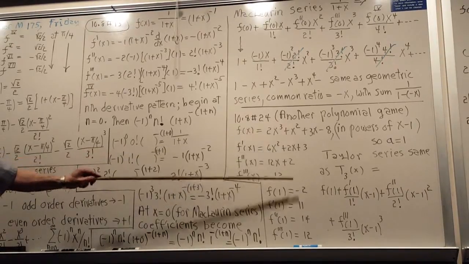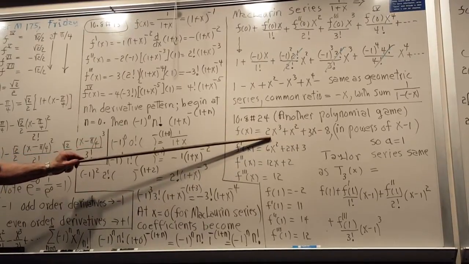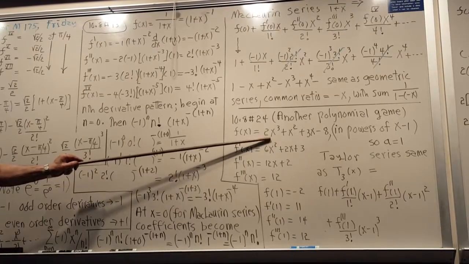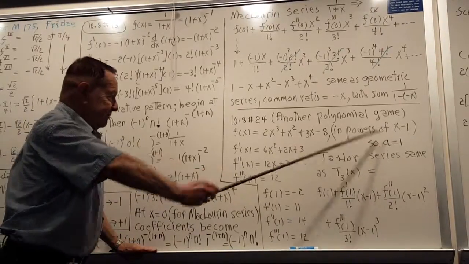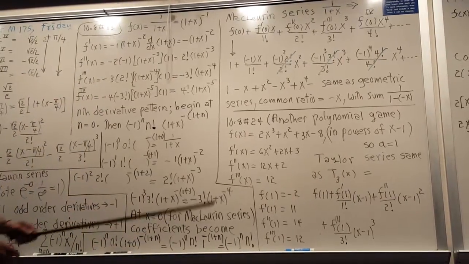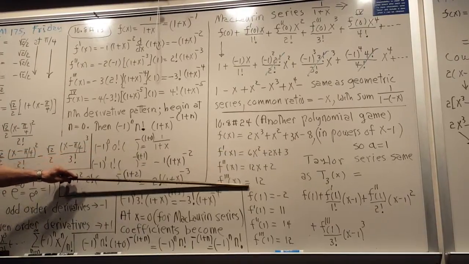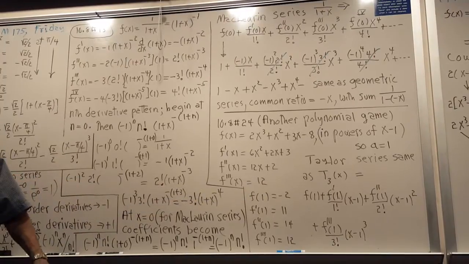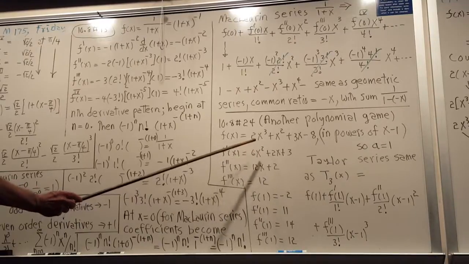Okay, let's end with another polynomial game. This one is a little more complicated. This is one of the homework problems. And they want this in powers of x minus 1. So that means the a at which you evaluate the derivatives will be 1. So it's easy to do the derivatives. And your third derivative is constant, so of course it stops. Evaluate at 1.